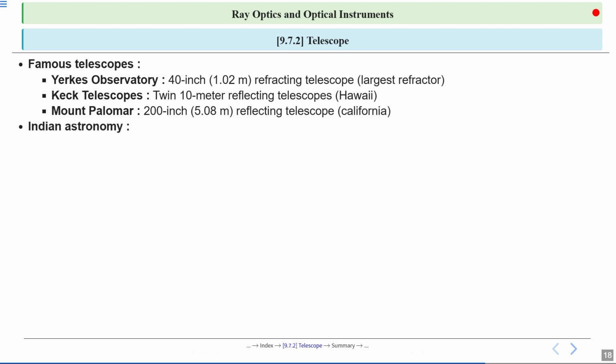Now let's shift our focus to Indian astronomy. India has made significant contributions with its own observatories and telescopes, which we will explore next. The Kavalur Observatory in Tamil Nadu is home to a 2.34-meter reflecting telescope. This facility has been crucial for various astronomical studies, including the observation of comets and asteroids.